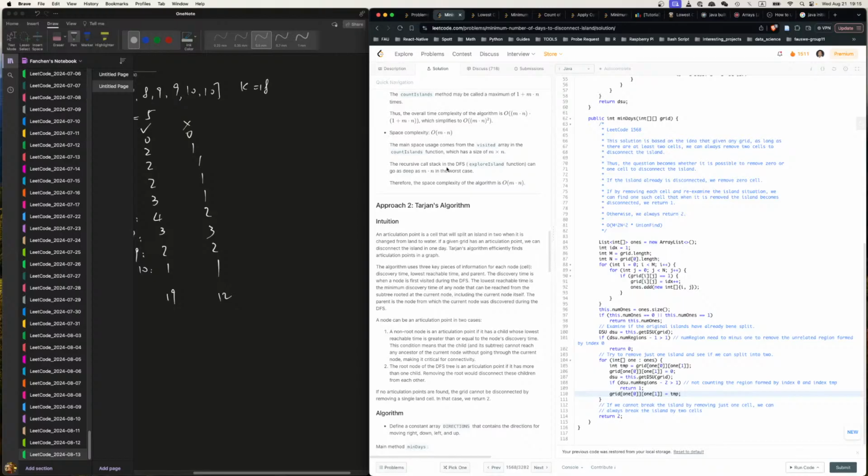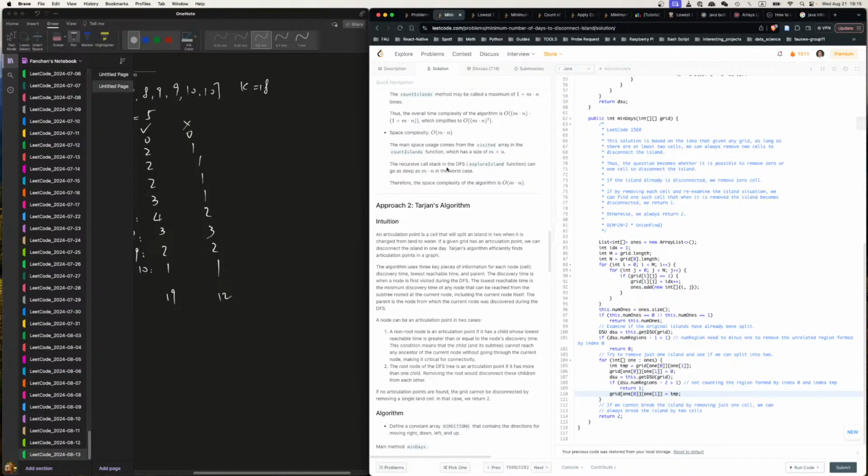Floyd-Warshall. Floyd-Warshall is to find the minimum steps or minimum weights between any pair. That's Floyd-Warshall, which is quite straightforward. You go through all of them, you go through the third one, and then if it gets smaller, you just update. Yeah, that's Floyd-Warshall. Tarjan uses 3 key pieces of information for each node.